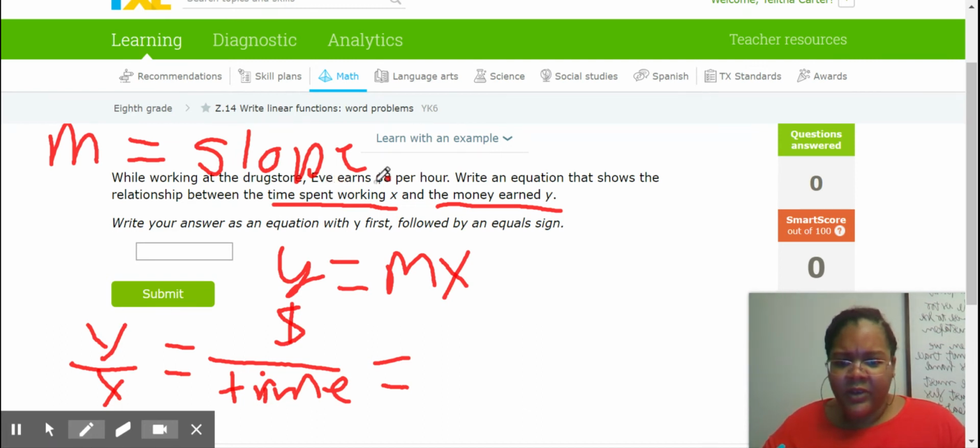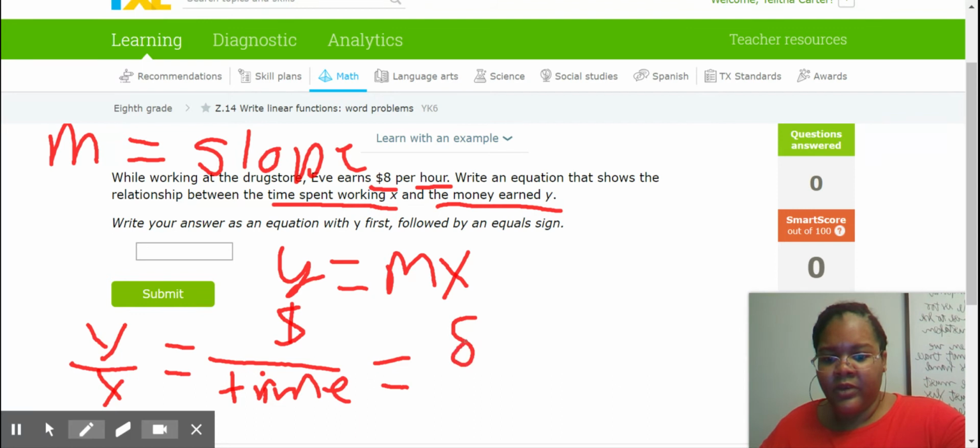So it says Eve earns $8 per 1 hour. So they don't have a 1 there, but if it says per hour, that means per 1 hour. All right. So let's go ahead and plug in our numbers. So it says that the money is 8. So right here for y, I'm going to put 8. So that's my money. Then it says per hour. Hour is a measure of time. So our time is 1 hour.